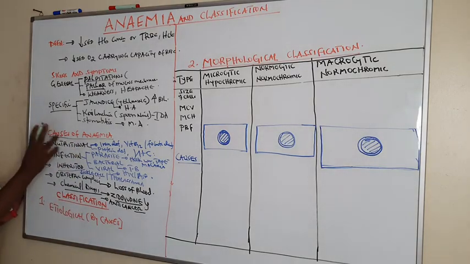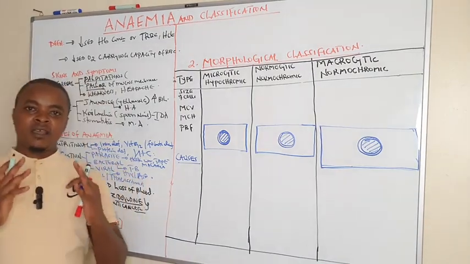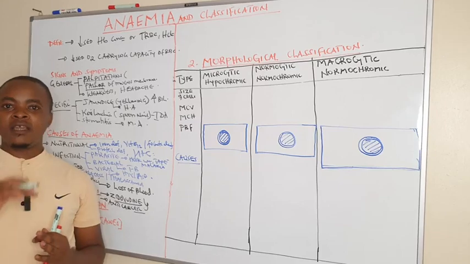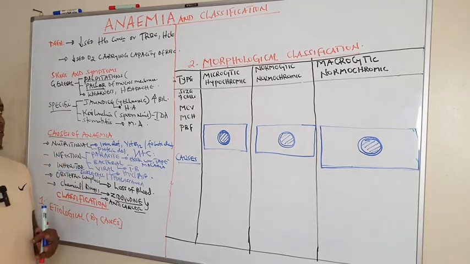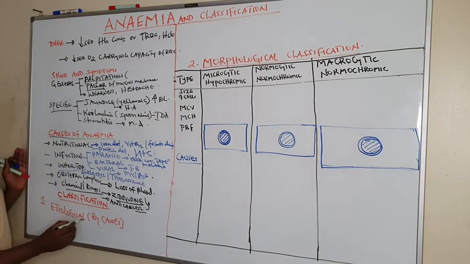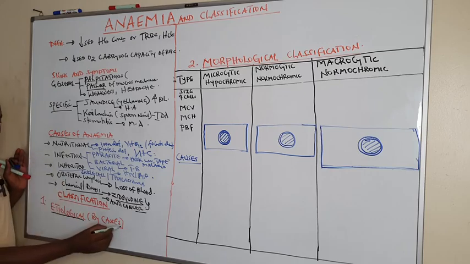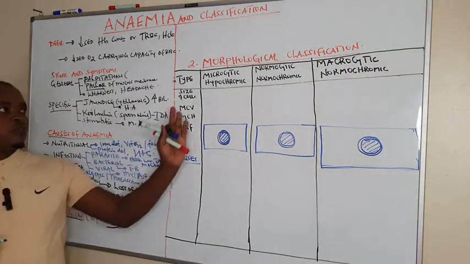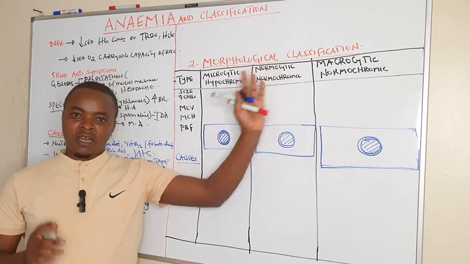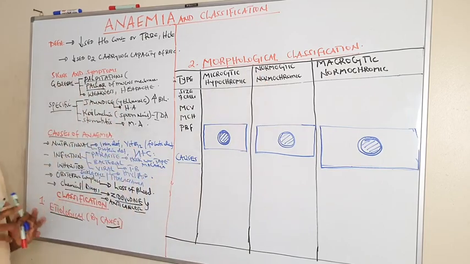So after looking at the causes, now we are going to look at how we can classify anemia. There are only two ways we can classify anemia. That is classification by etiology. What does etiology mean? Meaning classification according to the cause. Then the second one shall be morphological classification, according to the size and the appearance of red cells.